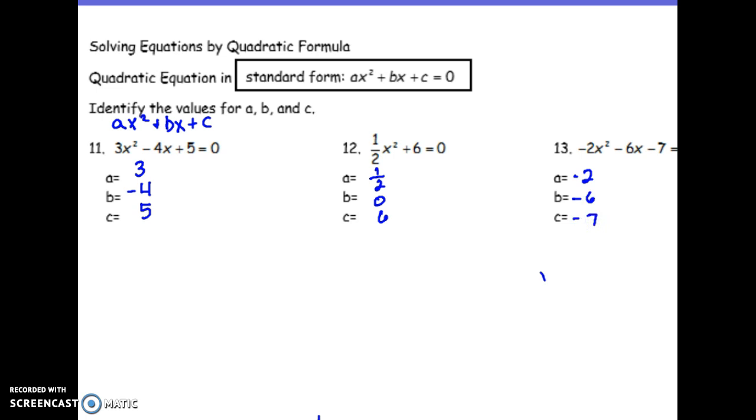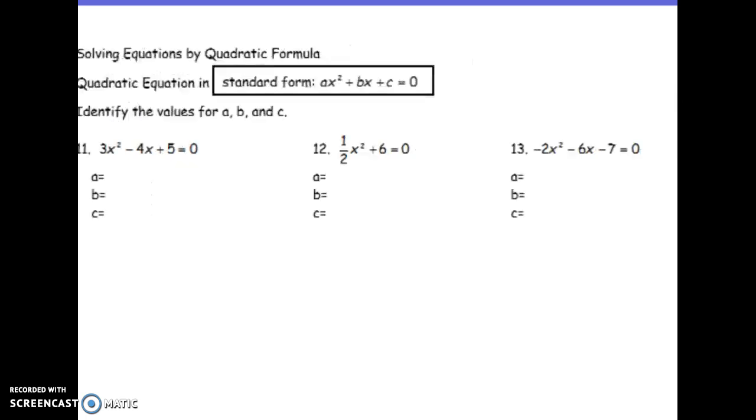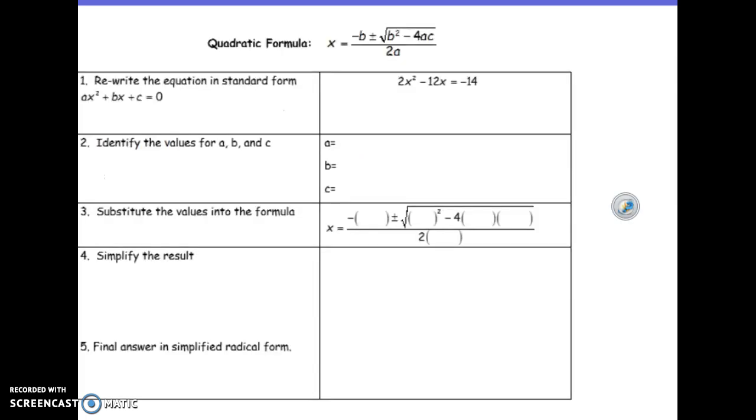Okay, from here, we're going to take these values. We're going to try more. So let's try 11. Oops, that's actually a duplicate. So let's go to the next page. Okay, so we're going to actually use this quadratic formula.